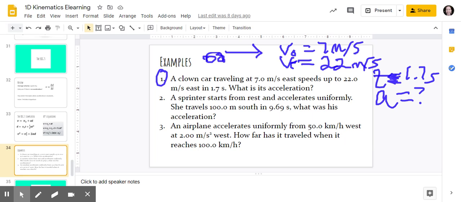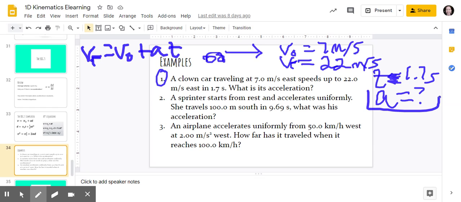And what I want you to do when we're solving these problems is write out that equation without any values. So VF equals V naught plus AT. Okay. And then the next thing that you must do is rearrange this equation for your unknown, which is A. So we're going to do A equals VF minus V naught divided by T.